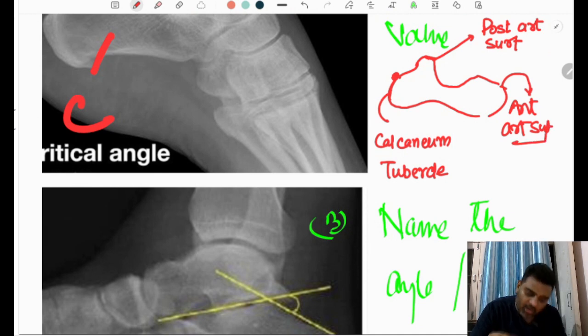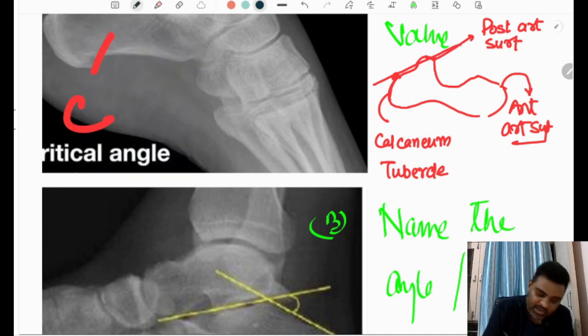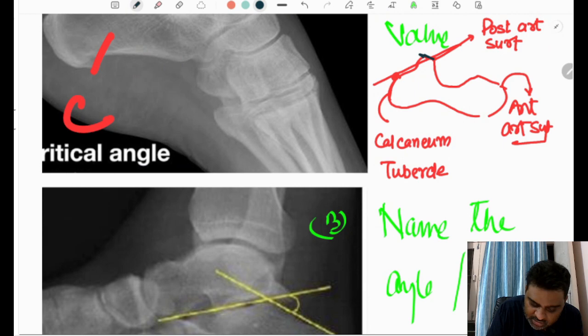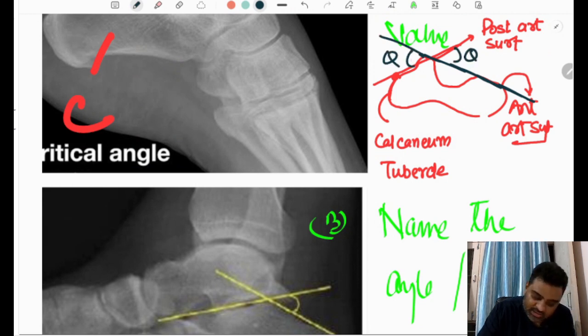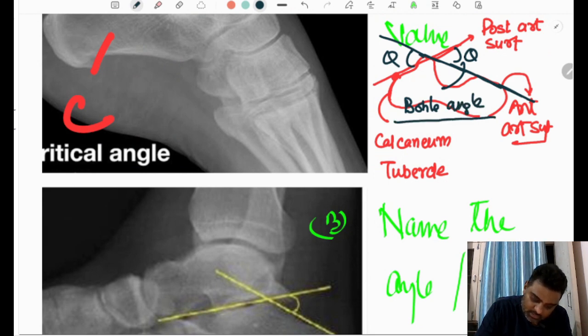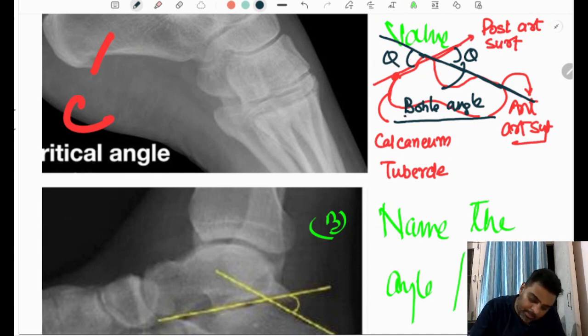So now if we draw a line from the highest point on the calcaneum tubercle to the posterior articular surface like this, and another line from the posterior articular surface to the anterior articular surface, this is known as Bowles angle. And the normal values, please remember B and O.